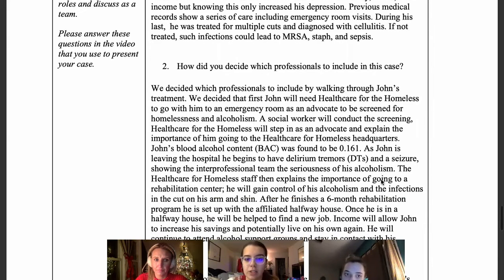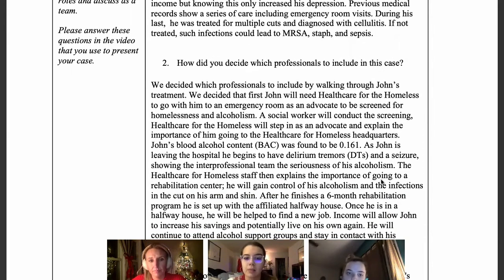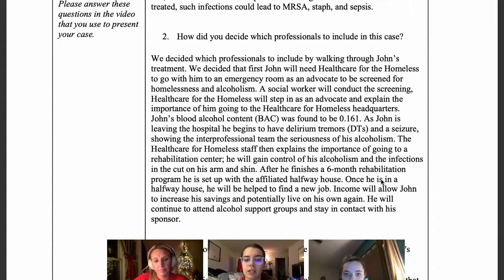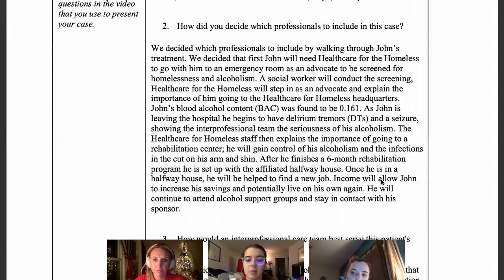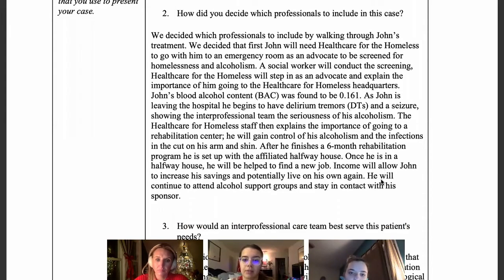To continue the questions: we decided which professionals to include in this analysis by just walking through John's treatment. So we decided that first, John will need the healthcare for the homeless to go with him into the emergency room as an advocate so that he is properly screened for homelessness and alcoholism. Next, a social worker will be conducting the screening, and healthcare for the homeless will step in as an advocate again to explain the importance of him going to the healthcare for the homeless headquarters. John's blood alcohol content was found to be 0.161.